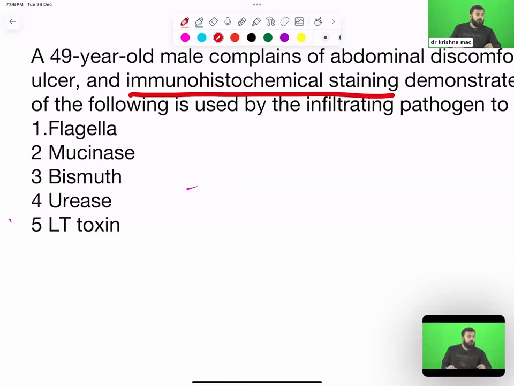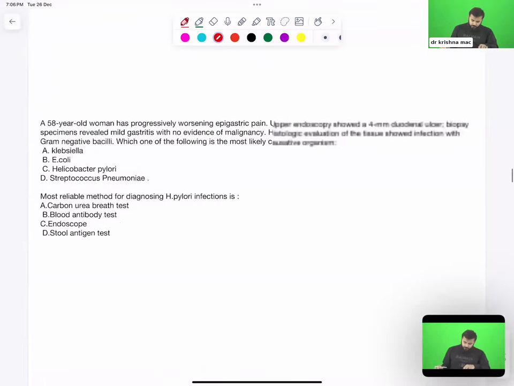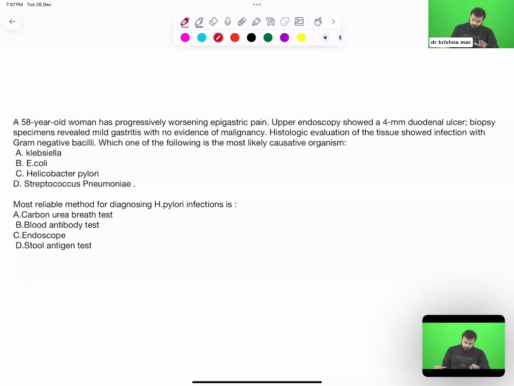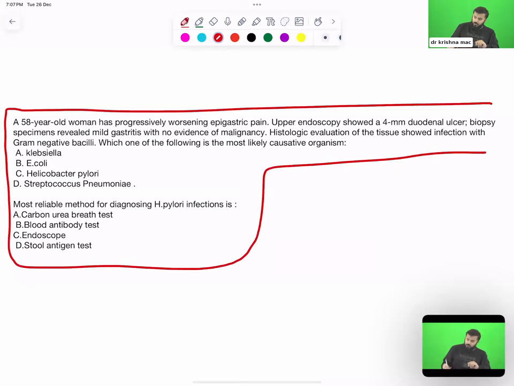Very good. Very good, Romita. Sonu, Hasti, very good. Urease. Now you understood this. Everyone understood it perfectly? Yes or no? Perfectly clear, right? These two questions are for you. If you understood this topic, you will answer these two questions.